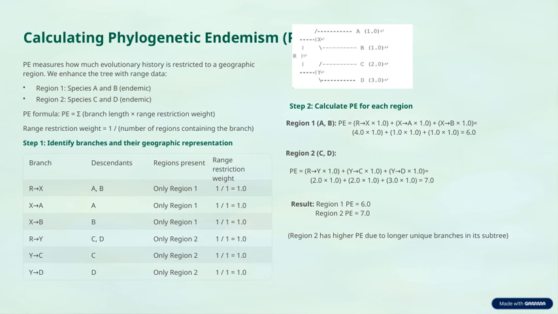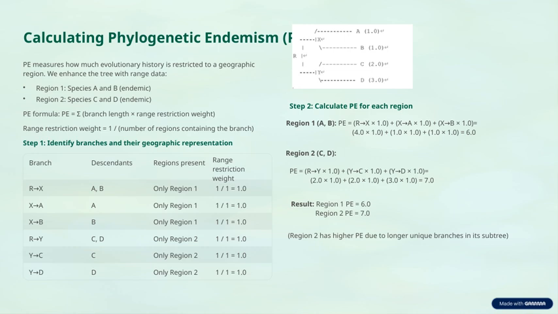The core of the PE calculation involves summing the branch lengths, but we weight each branch according to how restricted its range is, that is, how many regions it appears in. The formula we use is PE equals the sum over all branches of the branch length multiplied by the range restriction weight. And this weight is calculated as 1 divided by the number of regions the branch is present in. So, if a branch is only in one region, its weight is 1. If it appears in multiple regions, the weight decreases accordingly.